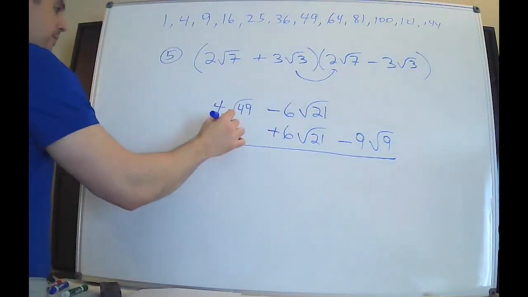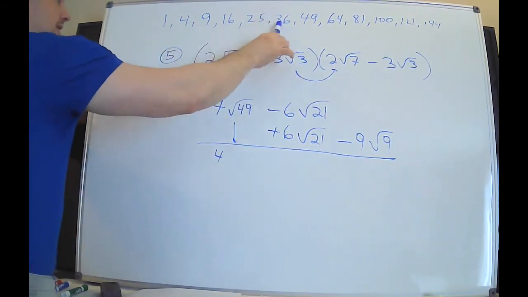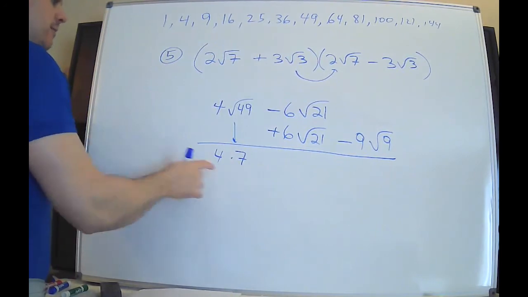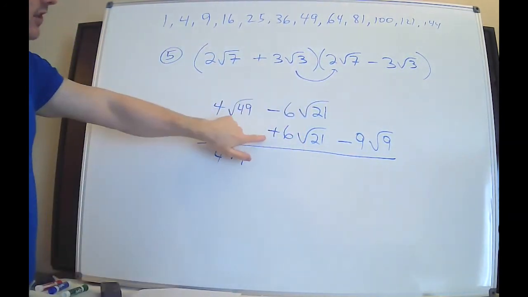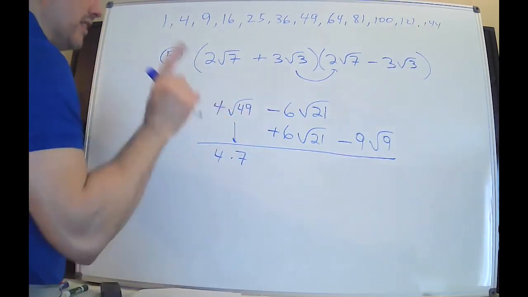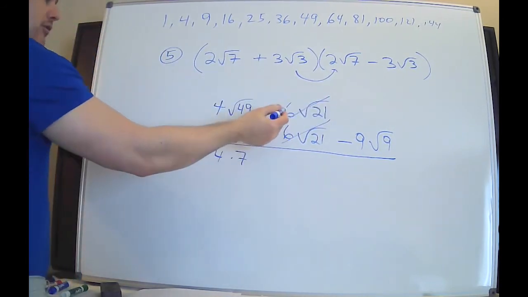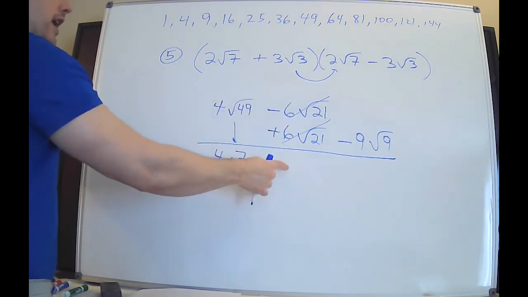And here's the awesome part. 49 comes out of jail. 1, 2, 3, 4, 5, 6, 7. Square root of 49 is 7, because 7 squared is 49. Check out here. You have 6 radical 21s, and you lose 6 radical 21s. Now you can cross them out. If you had 6 apples and you ate 6 apples, guess what? You have nothing. They're gone. You don't have to write a 0 here.